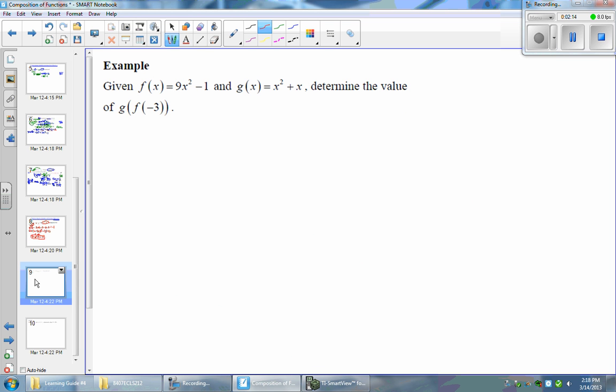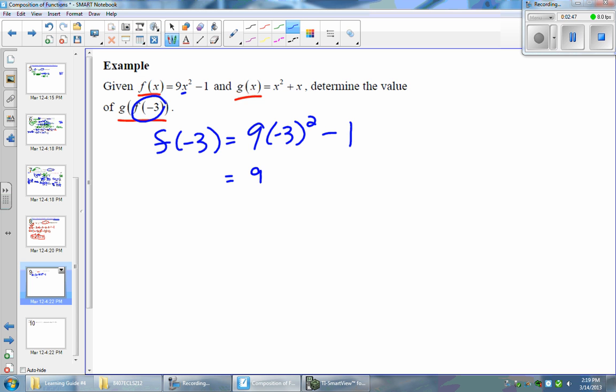Let's take a look at another one here. Given our two functions f of x and g of x, we want to find the value of g of f of -3. So just like in the last example, you're going to evaluate what's inside the composition of functions first. And what's inside is f of -3. So wherever you see an x in your f function, you're going to replace it with a -3. So we have 9 times (-3) squared minus 1. Okay? 9 times (-3) squared gives you 9 times 9, which is 81, minus 1, and so I have a final value of 80.